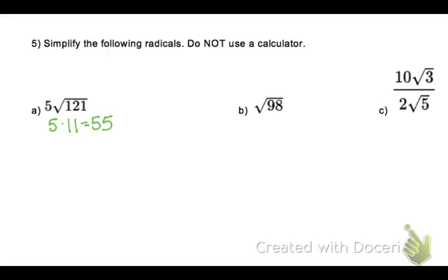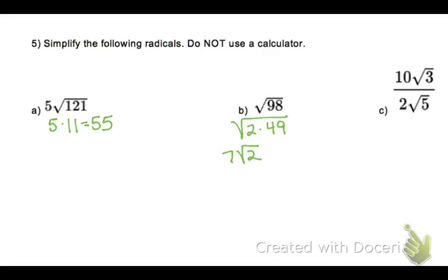So the square root of 98, you could choose many factors for 98, or at least several of them. The easiest one to pick was 2 times 49. Again, if you remember your perfect squares, the square root of 49 is 7. So the 7 pops out, you're left with the square root of 2, and that's your answer.